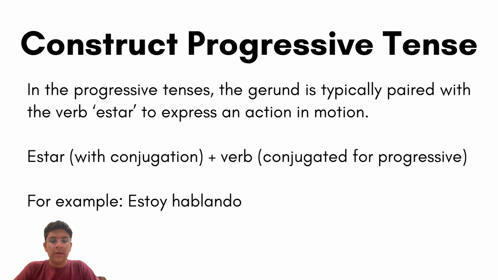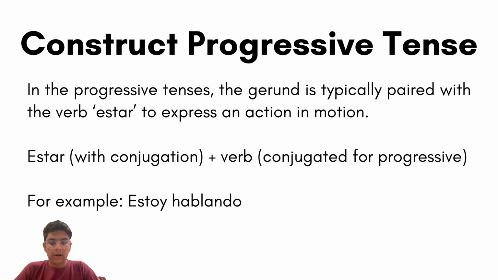In progressive tenses, the gerund, which is the verb ending in ing in English, or the conjugated verb in Spanish, is typically paired with the verb estar to express an action in motion. So the way to conjugate this would just be estar with the conjugation plus the verb conjugated for the progressive tense. For example, estoy hablando, I am talking.